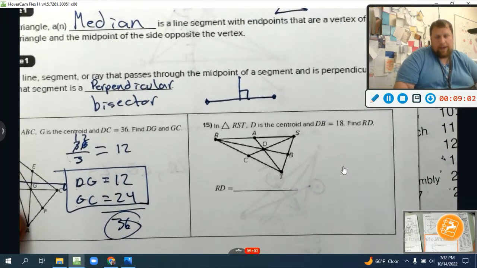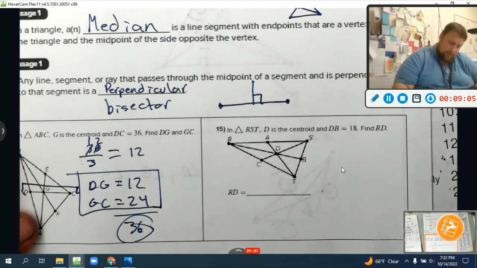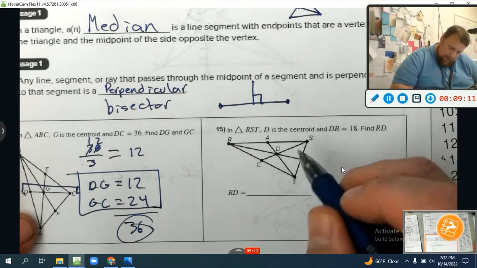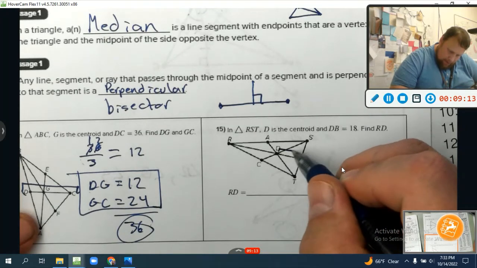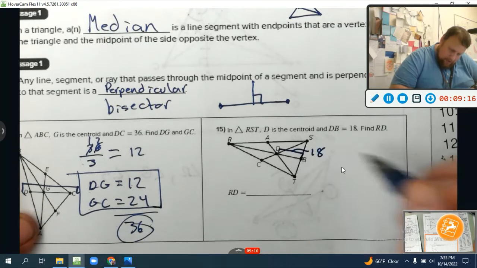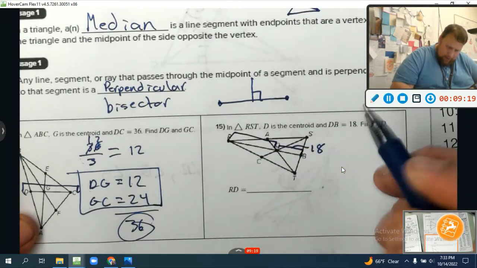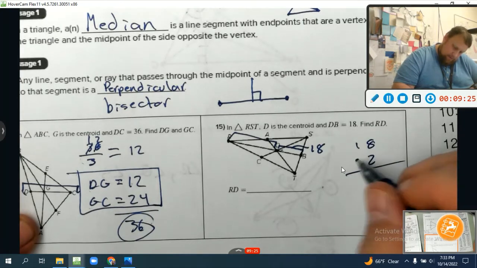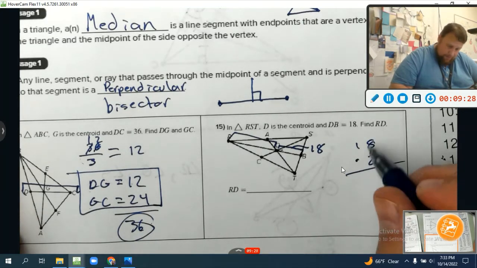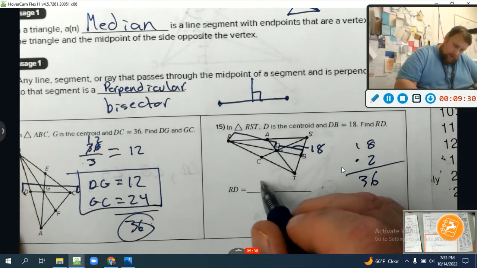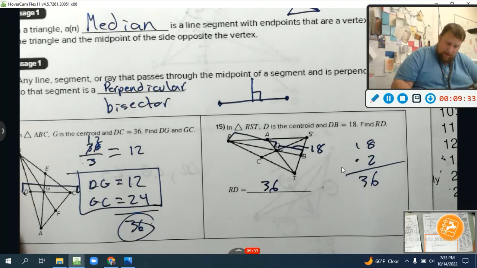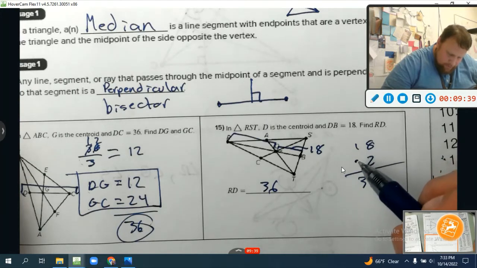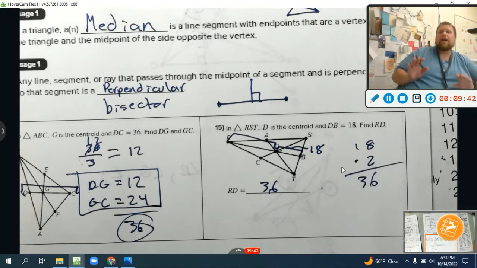One more centroid problem. I actually like centroids. I don't know why. I just find them fun. In triangle RST, D is the centroid, and DB equals 18. Let's see, where's DB? Right here. DB equals 18. Find RD. Well, that DB is the short side, so that's 1/3. So just multiply that times 2. 2 times 18 makes that 36. So I know that RD equals 36 because it's the 2/3 side, right? And if I added them together, it would be the whole, which is... Oh, wait, does it want the whole RD? No, it just wants that part right there. Okay, got confused for a second. We're good.